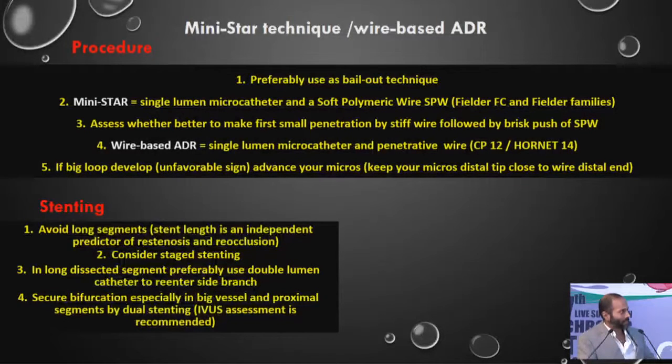So preferably you want to use these as bailout techniques, whether you use mini-STAR or whether you use LAST. When you want to stent, I would say, again, really consider stage stenting, because you will end up stenting more than you need to if you stent at the time of the index procedure. And if you want to have a branch that you want to rescue, use a dual lumen catheter and try to get in. If cost is an issue, yes, you can go back in with the same microcatheter because you really just want to be in the architecture of the vessel.